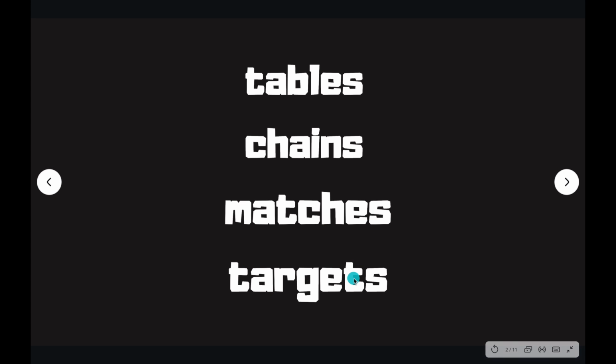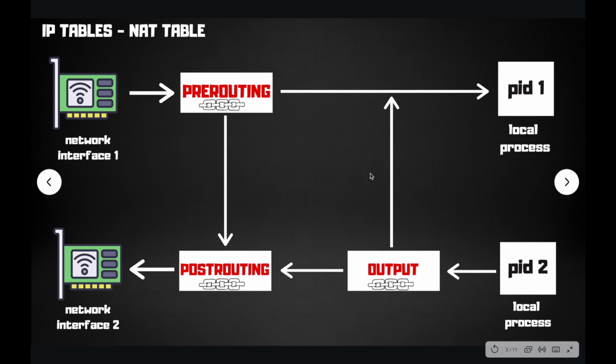And then finally, the target, which is the extension to do the actual work. Whether, hey, I want to drop the packet. Hey, I want to forward the packet to a different destination. Hey, I want to redirect it to somewhere else. This is where the action is. So the table, the chain, where things happen, right? Whether it's before routing, after routing, as the packet leaves the process, as the packet comes into the process, and the matches, like how do you match the packets, and then finally the target, what do you want to do with it.